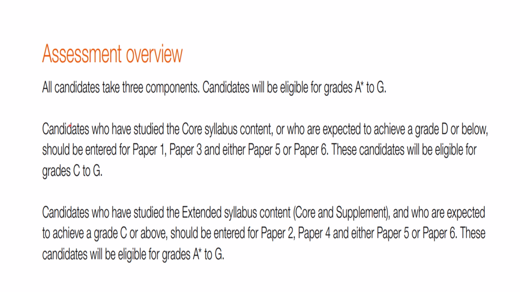Assessment overview of Biology 0610. All candidates take three components. Candidates will be eligible for grades A star to G. Candidates who have studied the core syllabus content or who are expected to achieve a grade D or below should be entered for paper 1 and paper 3 and either paper 5 or paper 6. These candidates will be eligible for grades C to G.